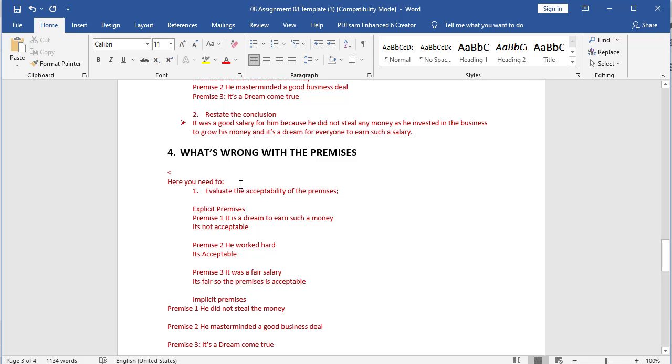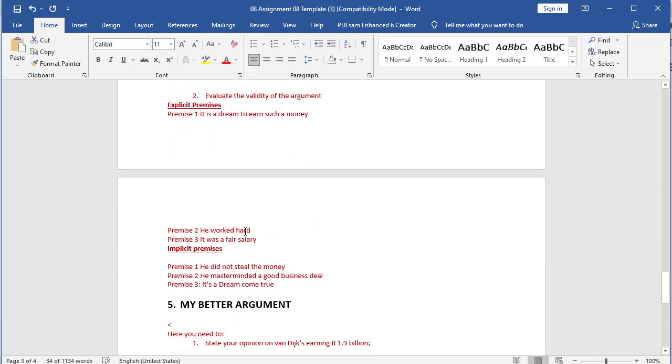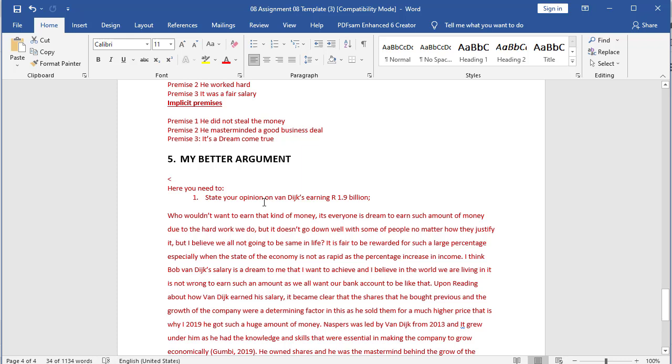What is wrong with the premises? You're going to write what is wrong with the premises. Are the premises acceptable? Why are you saying it's acceptable? Why are you saying it's not acceptable? Are the premises valid? Why are you saying it is valid? Why are you saying it is not valid? These are the premises that you got from the assignment that you took from that student. And then your better argument.